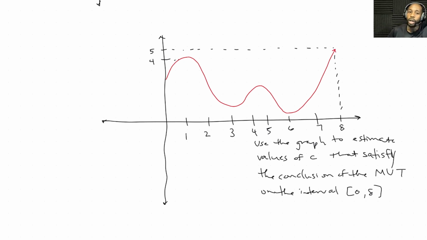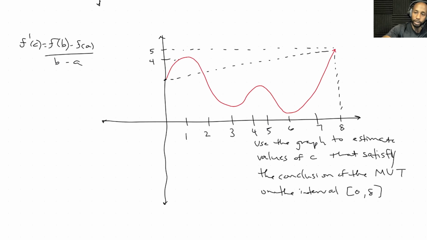What we want to do is find the slope of the secant line, which again, if you recall, is going to be between this point and this point. Okay, that's where the secant line is. So f prime of c equals f of b minus f of a over b minus a. So f of b is going to be at 8, 5, and this is at 0. What was this? I'm sorry. 1, 2, 3, 4. Oops. This should be 4.